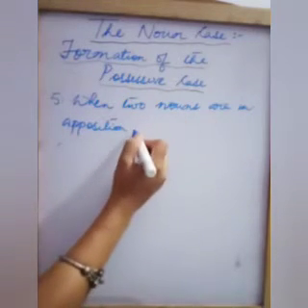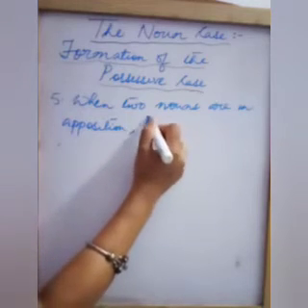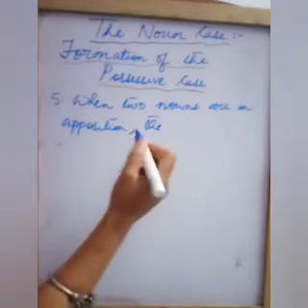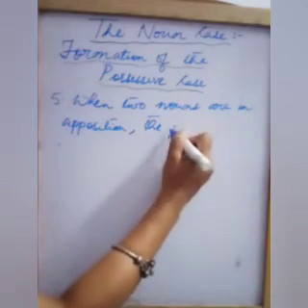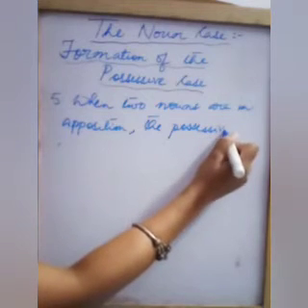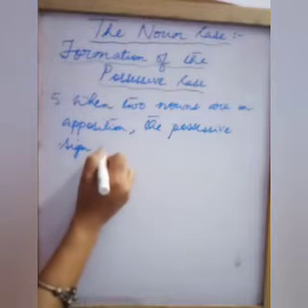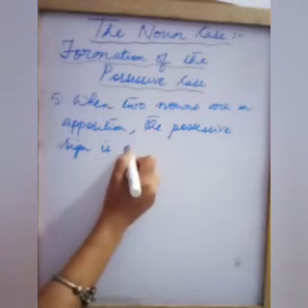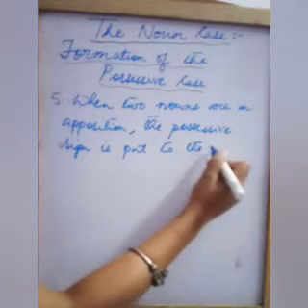When two nouns are in apposition, we have to know where we have to put the possessive sign, isn't it? That apostrophe, where we have to put. When two nouns are in apposition, the possessive sign is put to the latter.